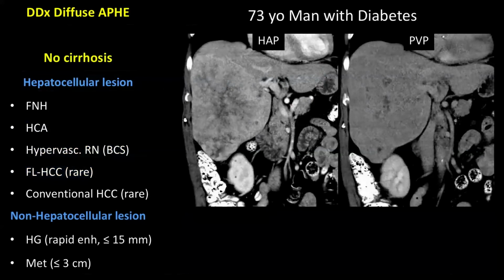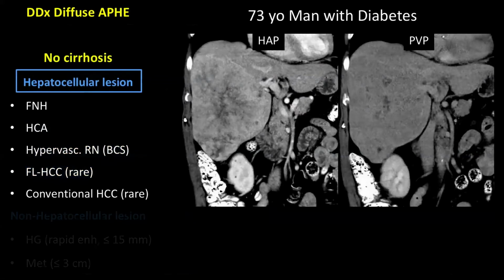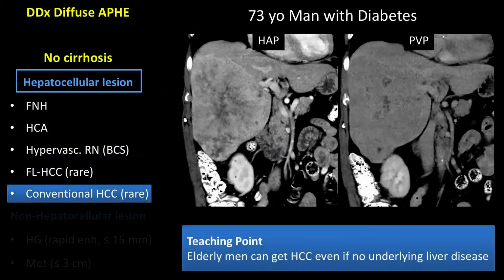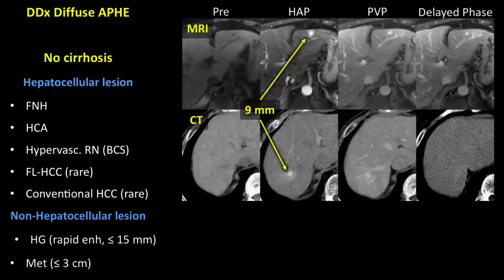Here's a 73-year-old man. He's not obese, but he has diabetes. Patient has no cirrhosis. We see this very large mass in the liver. So here's the mass, and the mass is diffusely enhancing. It's too big to be one of these guys. It's got to be hepatocellular. And normally I don't think of HCC without cirrhosis, but I do if they're elderly and if they have diabetes. So this is an example of a conventional HCC. Teaching point: elderly men can get HCC even if there's no underlying liver disease.